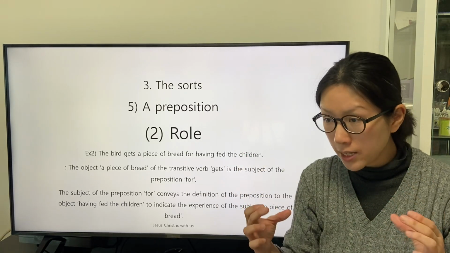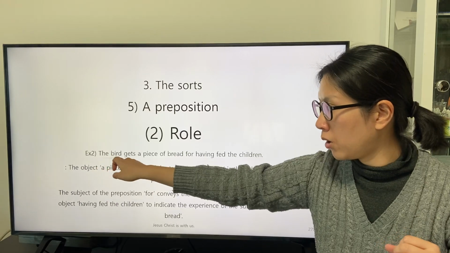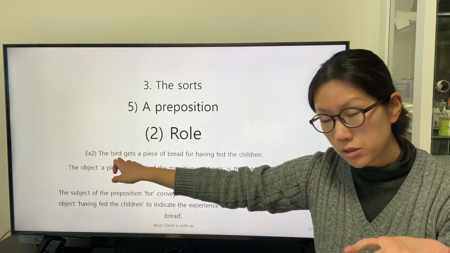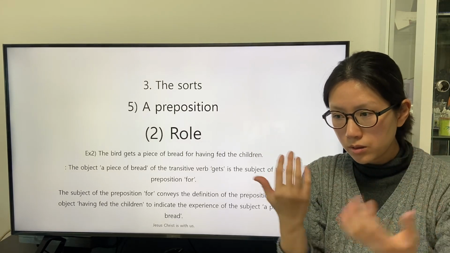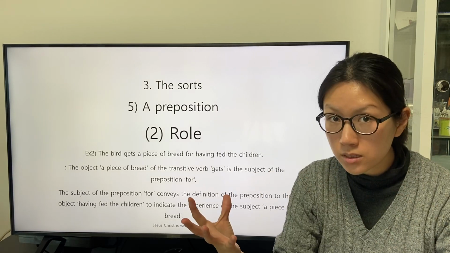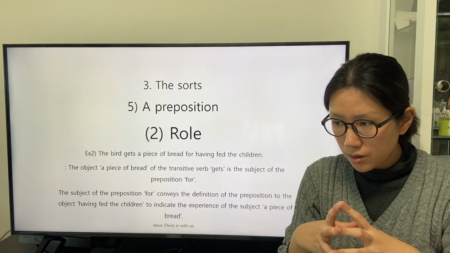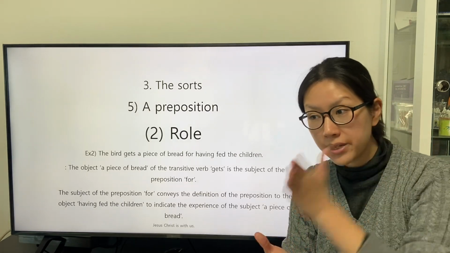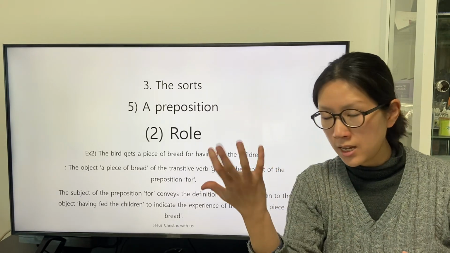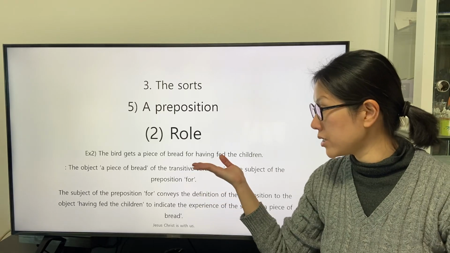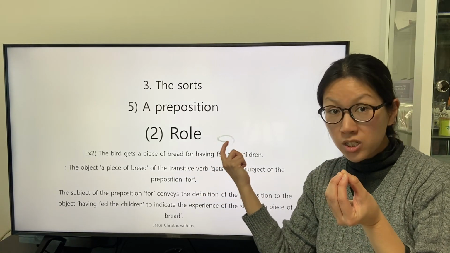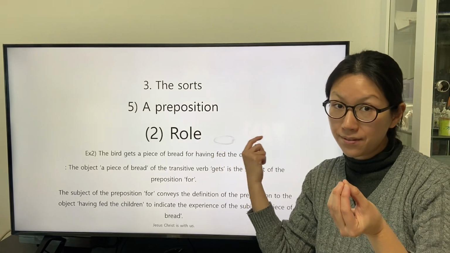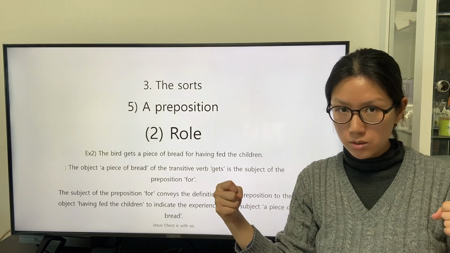During the period, the subject actualizes and completes the experience to actualize the action described by the transitive verb feed more than once.